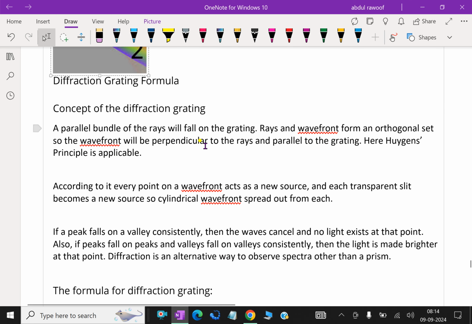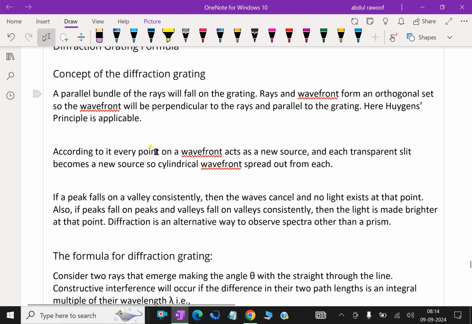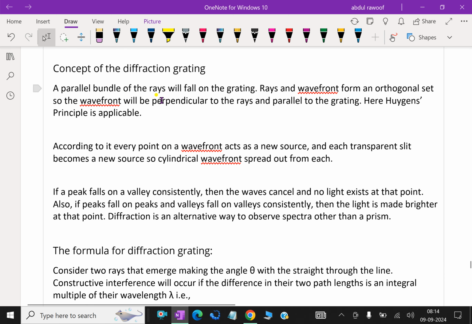What is the concept of the diffraction gratings? Further explanation, the parallel bundle of rays will fall on the gratings. Rays and wavefront form an orthogonal set. The wavefront will be perpendicular to the rays and parallel to the gratings. Here, Huygens principle is applicable. According to it, every point of a wavefront acts as a new source. Each transparent slit becomes a new source, so crystal wavefronts spread out from each.